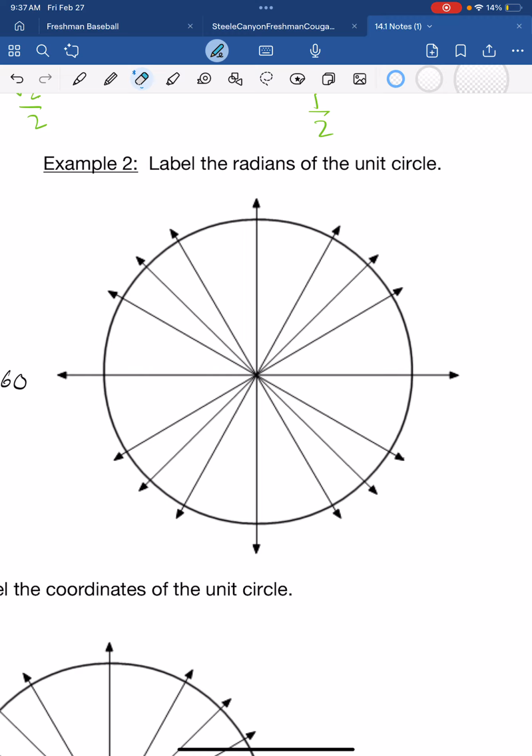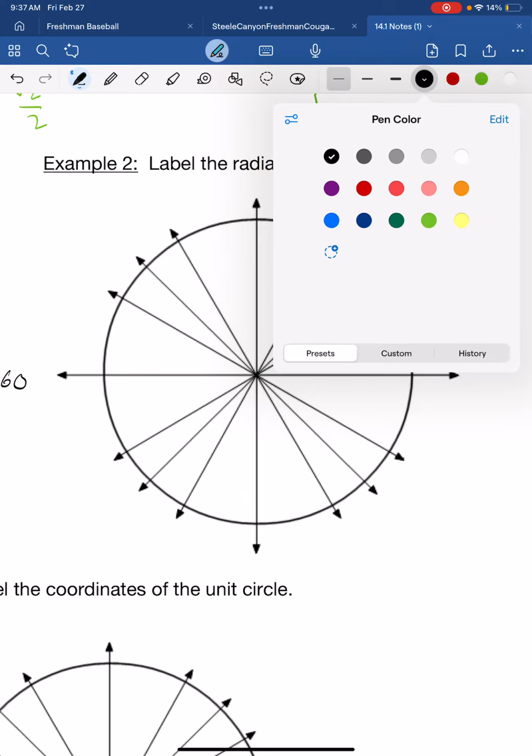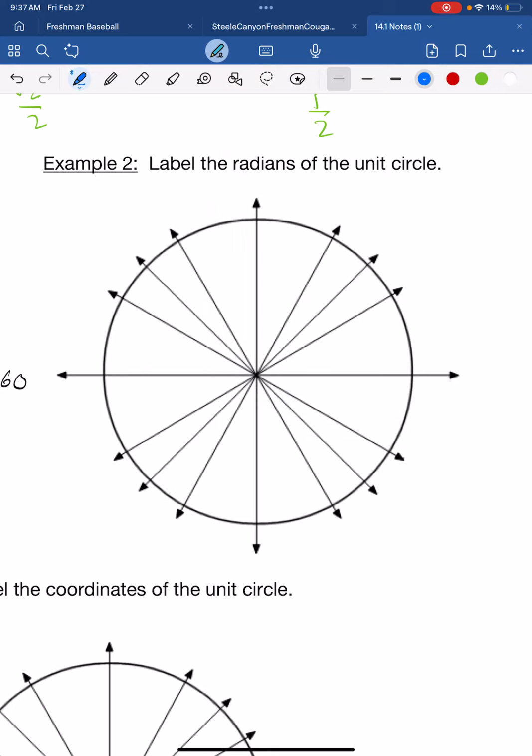The pi over 3s, the pi over 4s, and the pi over 6s are all going to be on one unit circle. So I'll use different colors to help us identify what we've got going on here. Of course, I can use black here. We have 0 here, pi on this side, and if we make it all the way around, we have 2 pi, right?